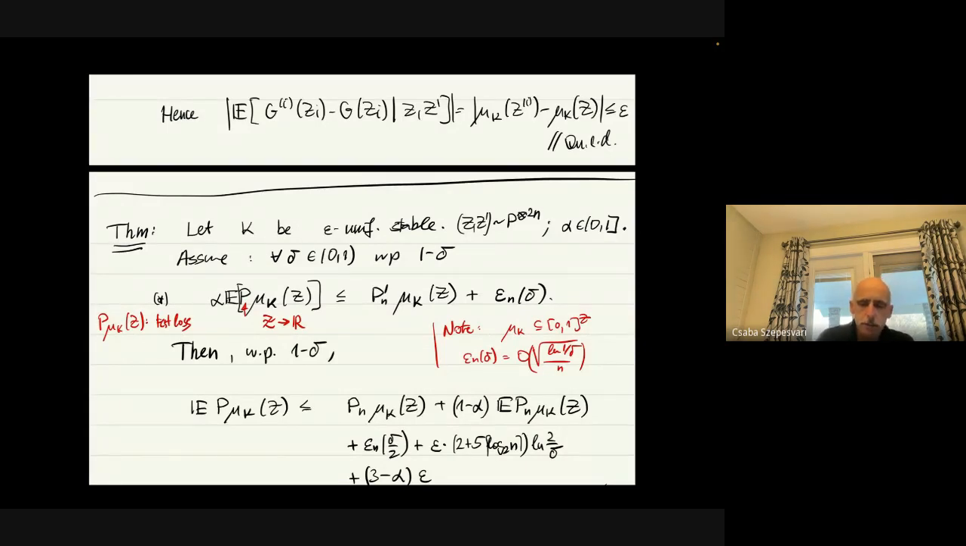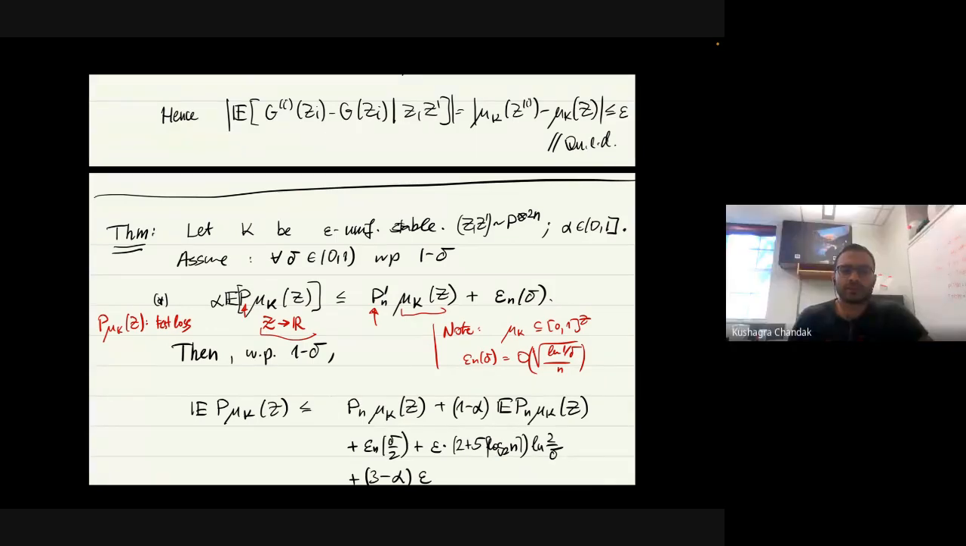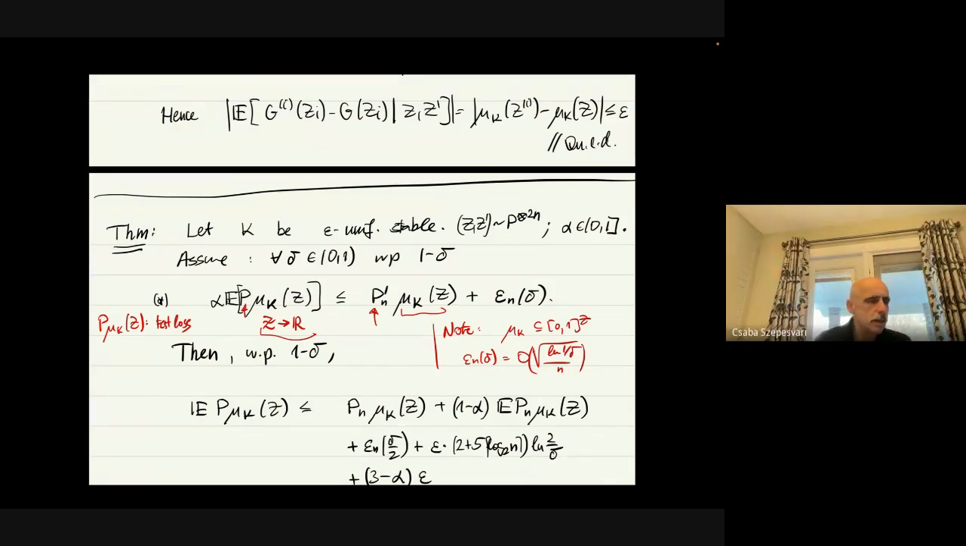And on the other side, you have the same story. This mu_K z is just a function from Z to R, and you take its empirical mean with respect to Z prime, the shadow sample. Why do you have this alpha here? In some applications, it's useful. At the moment it's unclear, but just for generality, to mess with you a little bit.